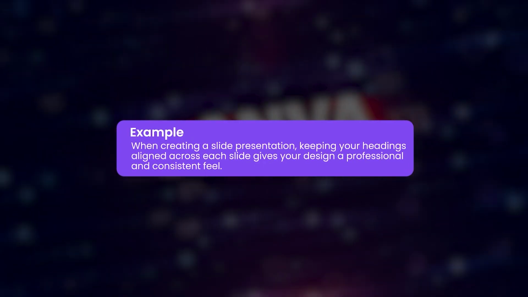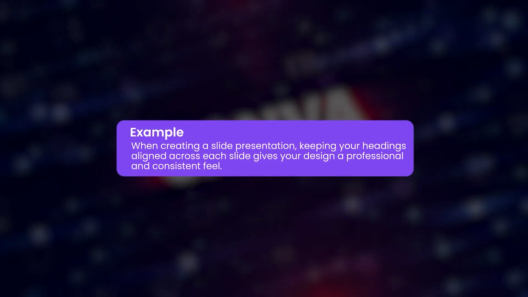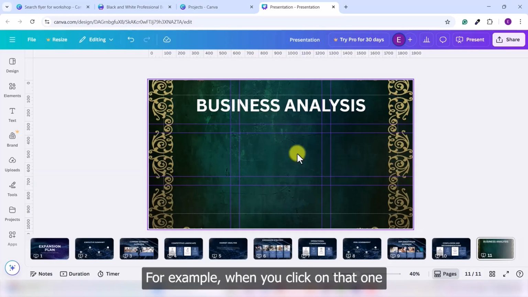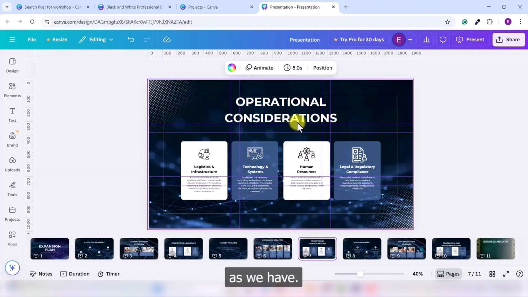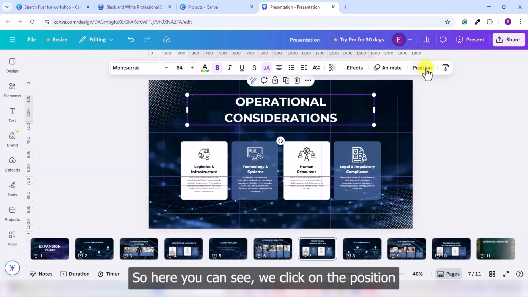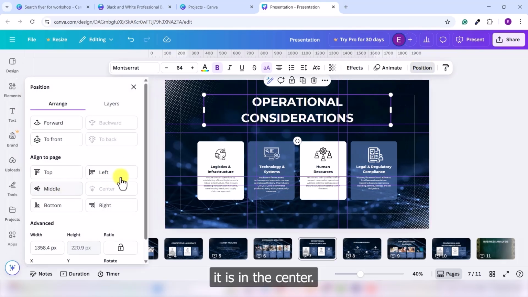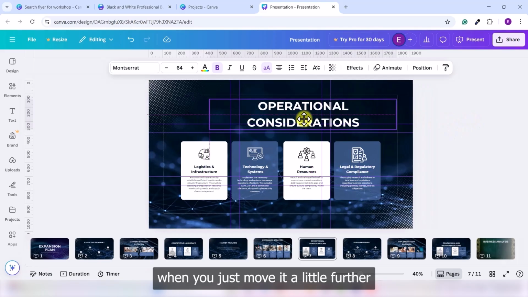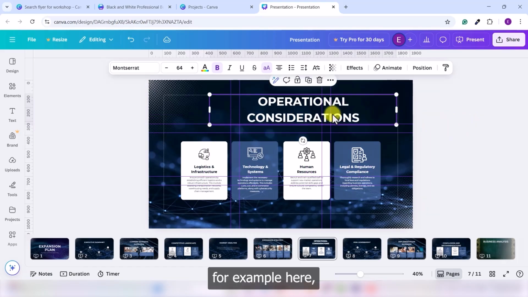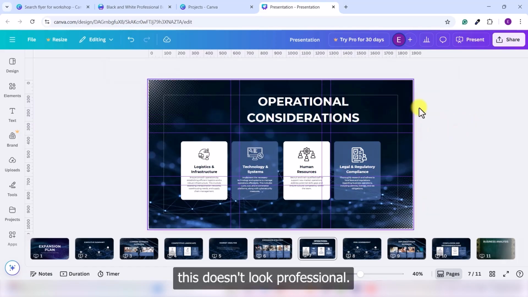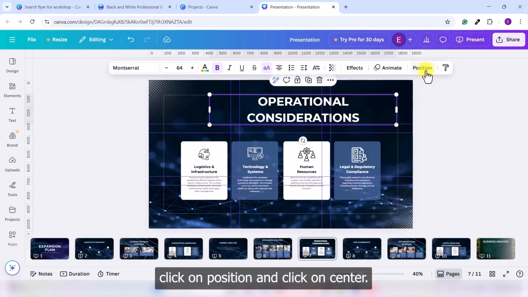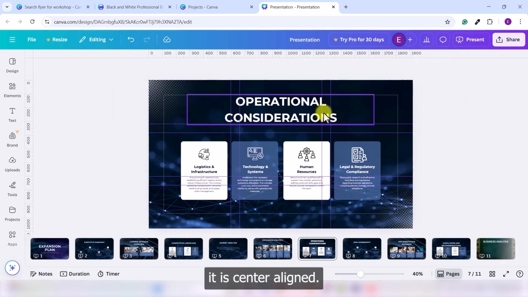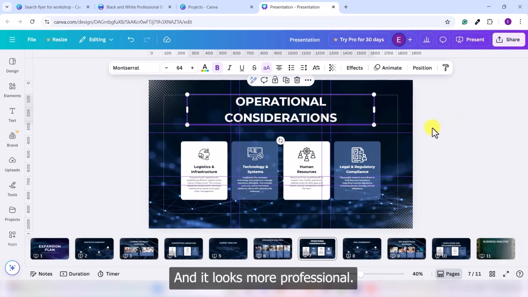Example: when creating a slide presentation, keeping your headings aligned across each slide gives your design a professional and consistent feel. For example, when you click on that one, here you can see when you click on the position, it is in the center, and here when you just move it a little further, for example here, this doesn't look professional. When you just click on that, click on position and click on center, so here you can see it is center aligned and looks more professional.